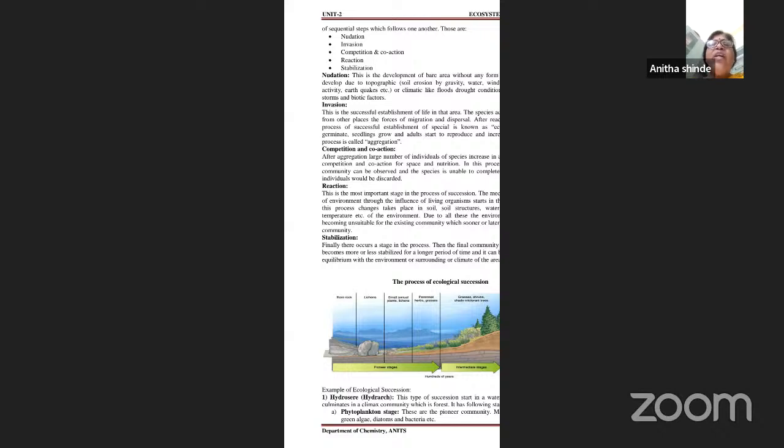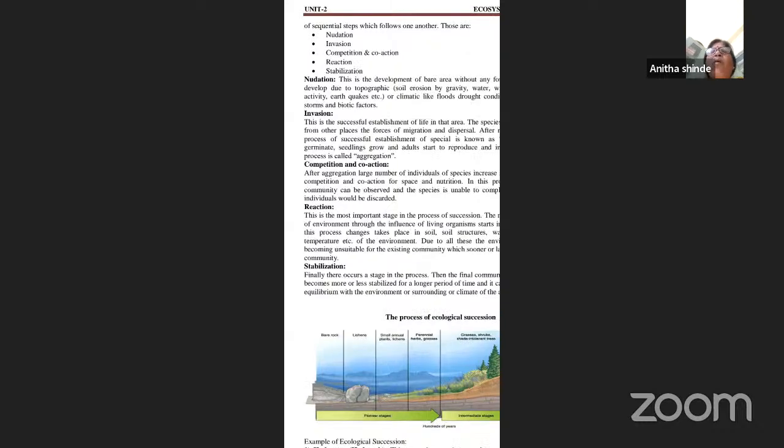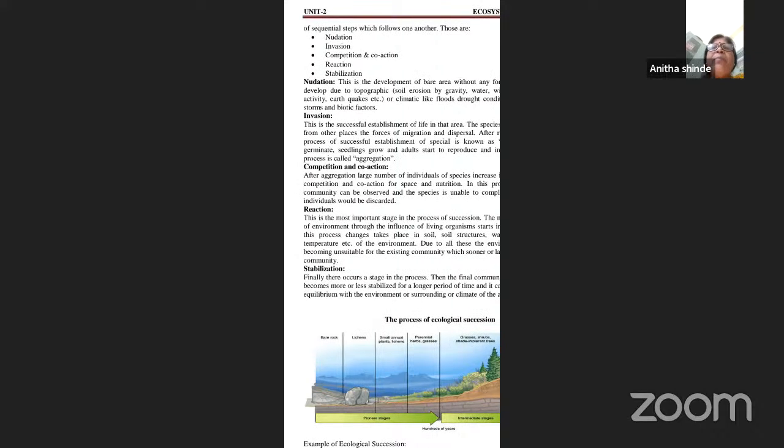Now nudation is what? This is nothing but the development of a bare area without any form of life. Here there is no form of life, no living organism. Only a bare area will be there, and this area may develop due to topography, that is soil erosion by gravity or water or earthquake, or climatic reasons because of floods, drought and all those things.